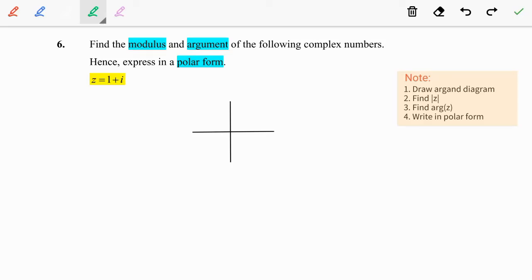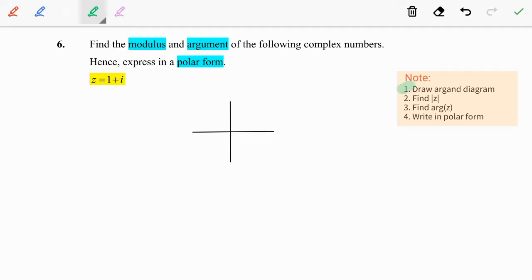In this video, we are going to discuss how to convert a complex number in Cartesian form a+bi into polar form. Given z equal to 1 plus i. We will work out this question in 4 steps.